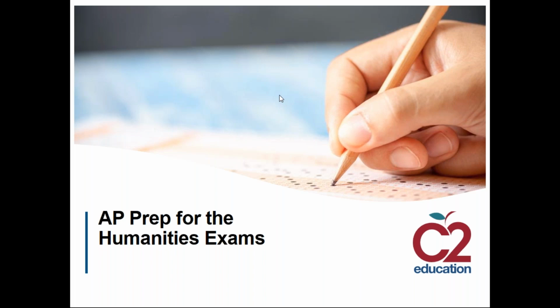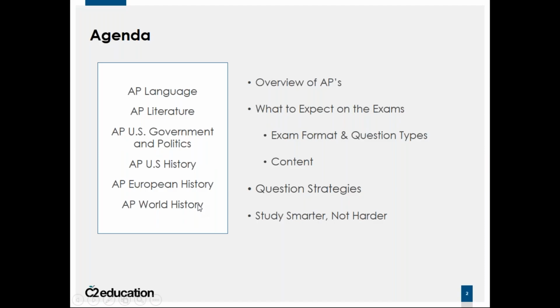So tonight we're going to focus a lot more on the humanities exams, the histories, the English, a little bit of government and politics. Quickly run through, we're going to look at a couple major aspects. We're going to take a look at the APs as a whole. Then we're going to look through each of the exams we talked about: AP Lang and Composition, AP Literature and Composition, AP US Government and Politics, AP US History, AP European History, and AP World History. We're going to take a look at the format, the question types, and then some of the content as well.